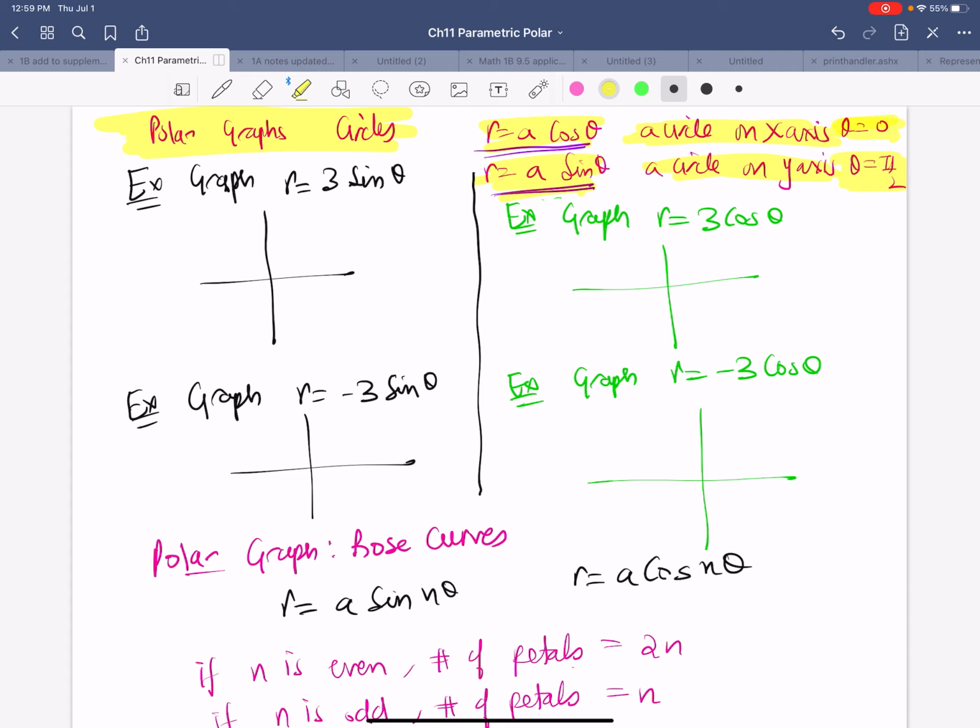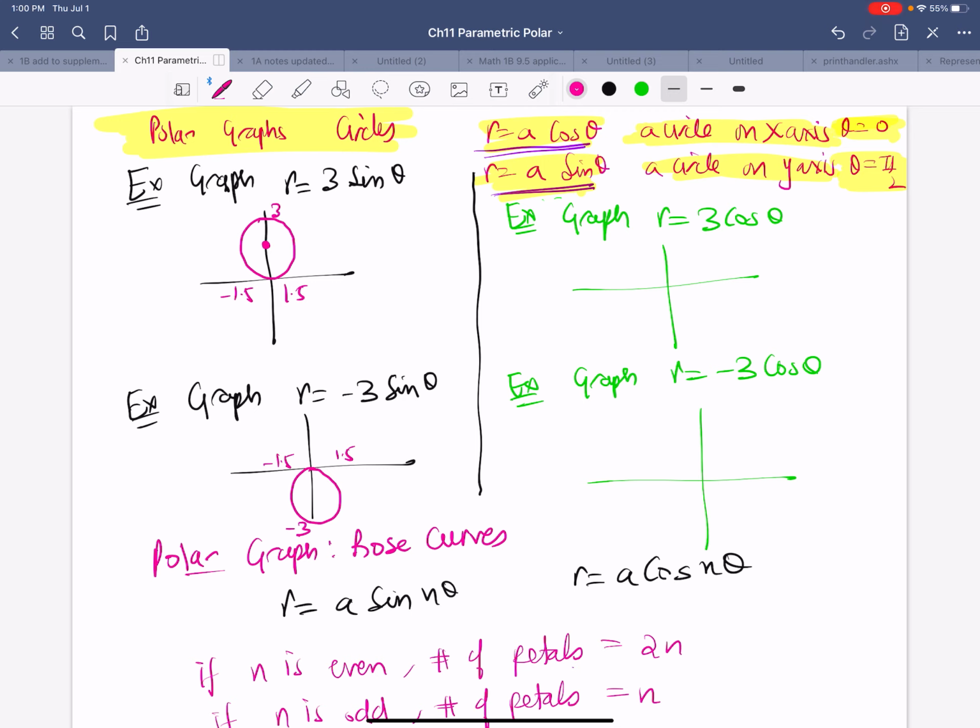Let's look at a couple of examples of graphing r equals a sine theta. If I am graphing r equals 3 sine theta, I know it's going to be along the y-axis. So that's how r equals 3 sine theta is going to look along the y-axis. It's going to be 3, 1.5, 1.5. Okay. R equals negative 3 sine theta would be on the lower side, on the negative side of the y-axis, negative 3, and this would be 1.5. This is going to be negative 1.5.